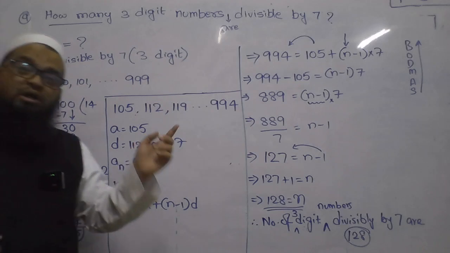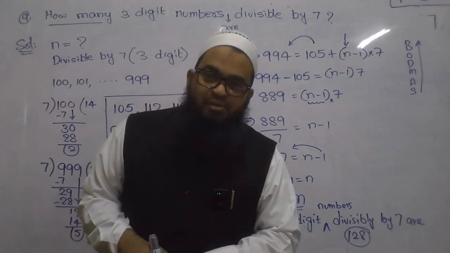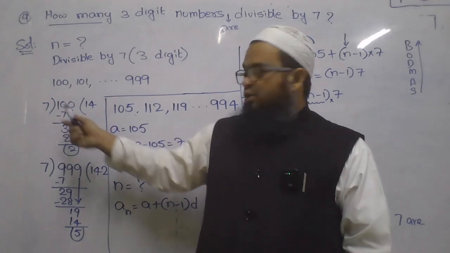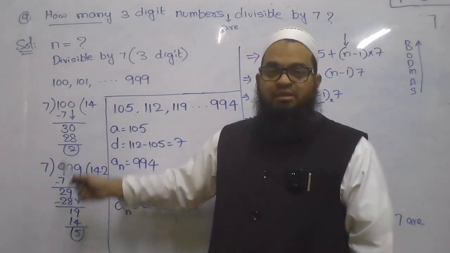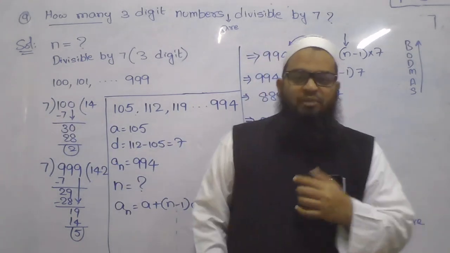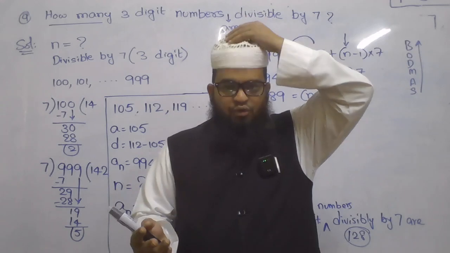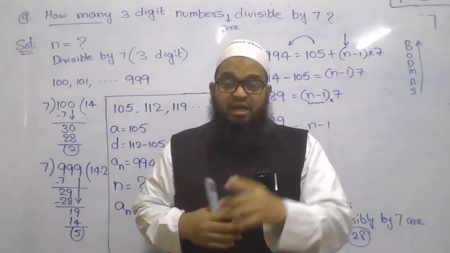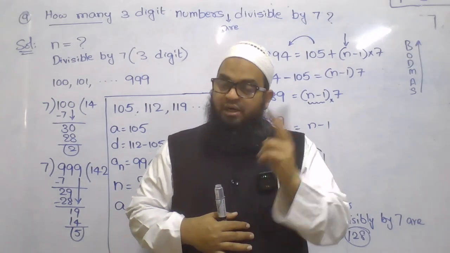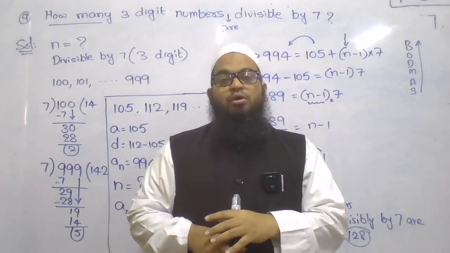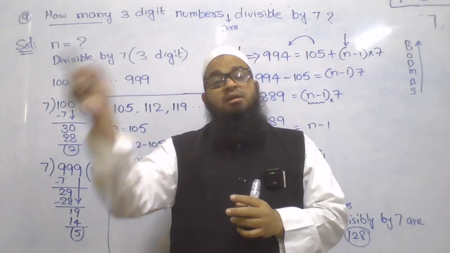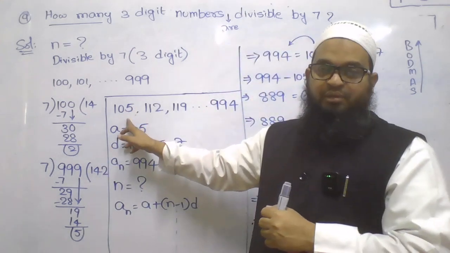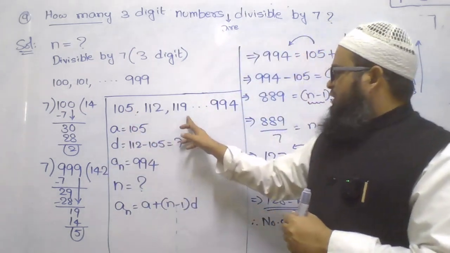So then, what is the first number that is divisible by 7? Divide 100 by 7, you will get 2 as remainder. That means 100 minus 2, remainder means what? Extra. So 100 minus 2 is 98. 98 is divisible, but it is 2-digit. So therefore, what to do? Just add 7, you will get the first 3-digit number. So you got the first 3-digit number, that means first term, second term, third term, and so on.